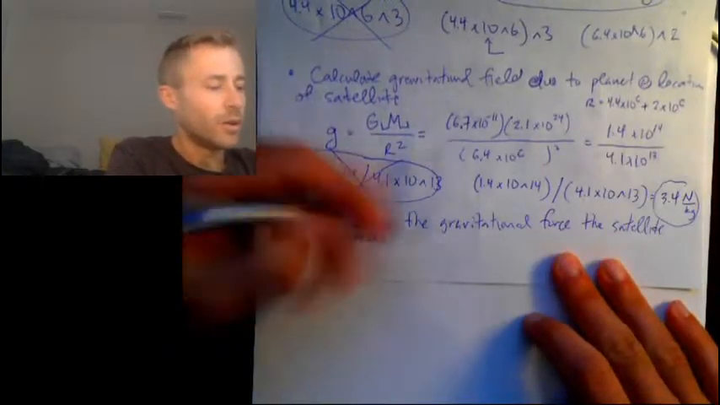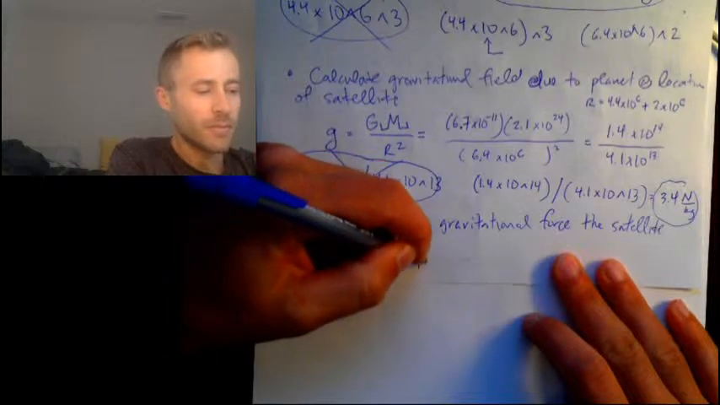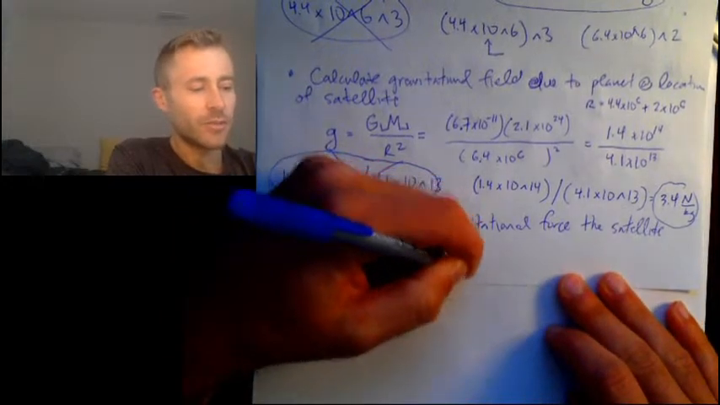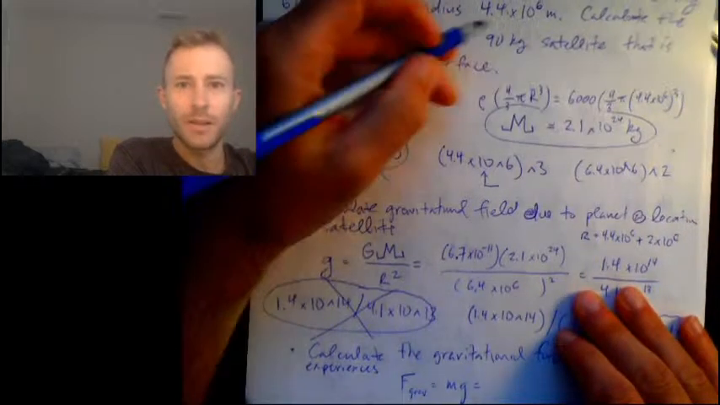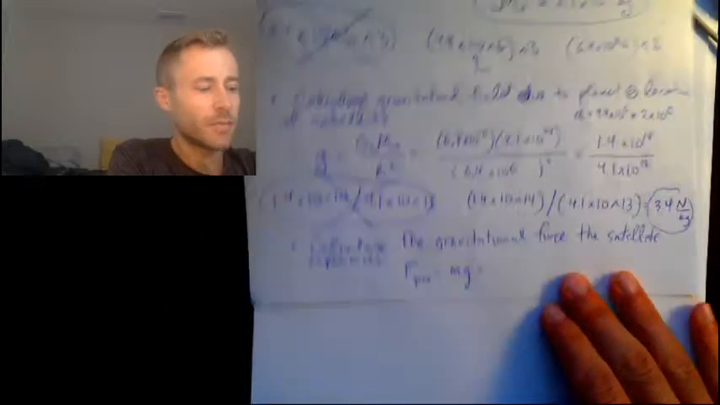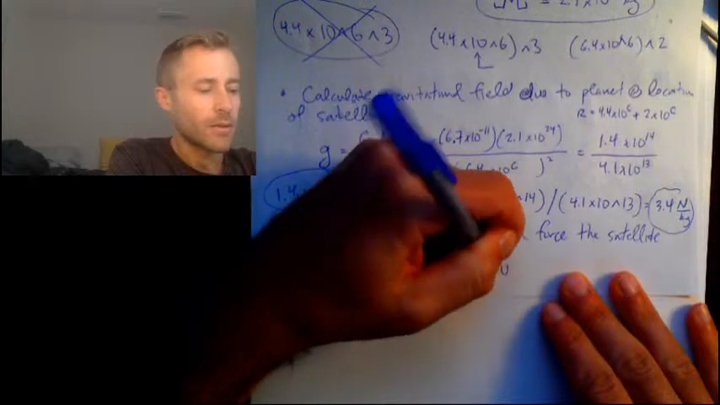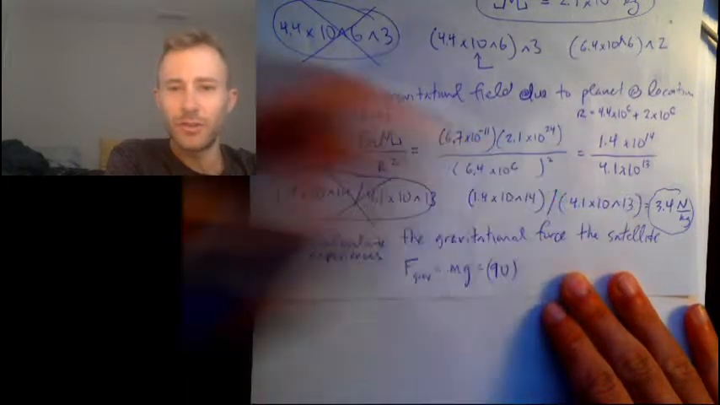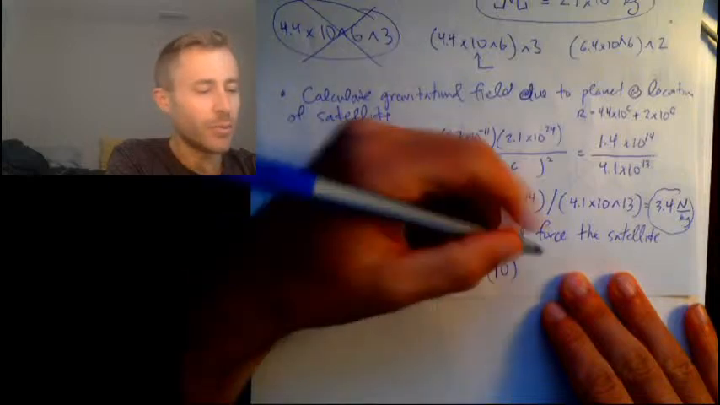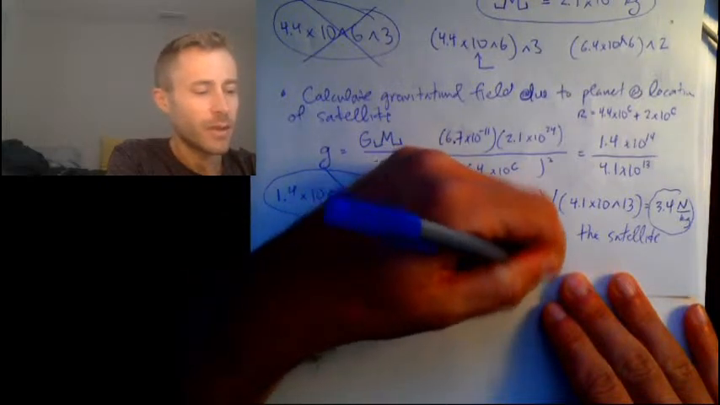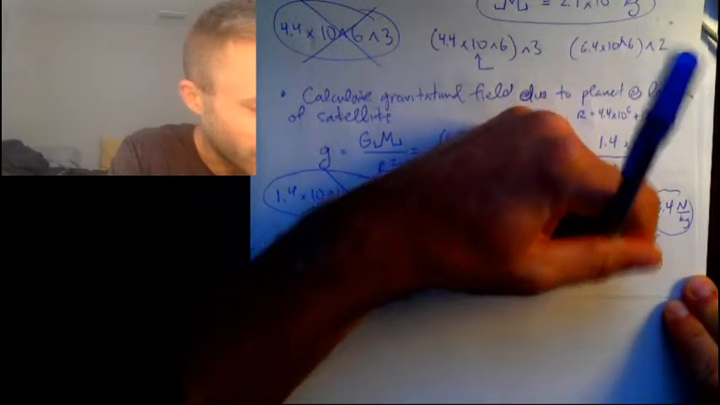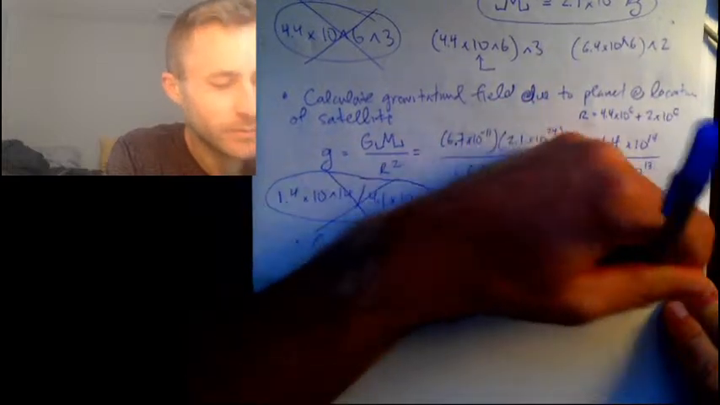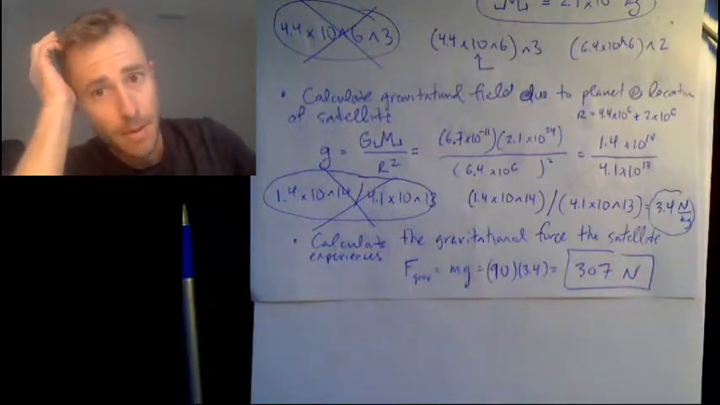So force due to gravity is mass of the thing times the size of the gravitational field it experiences. The satellite is a 90 kilogram satellite. We calculated that it experiences a gravitational field of 3.4 newtons per kilogram. And so multiplying those out, we get a gravitational force of 307 newtons. Okay?